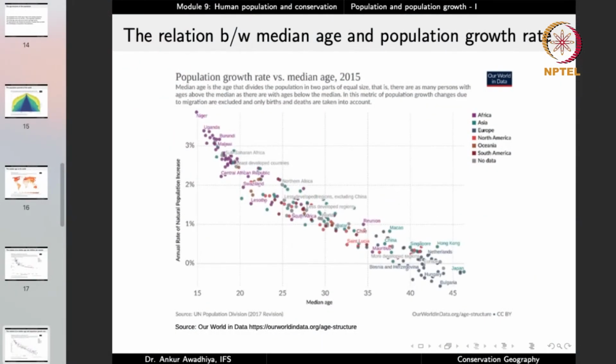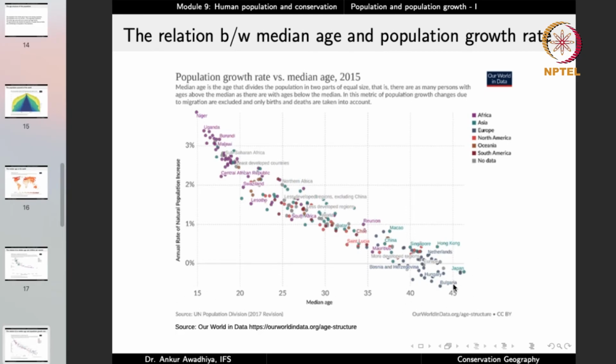And this has also got ramifications about the population growth rate. So if we plot the median age of the population versus the growth rate of population, here again we will find that the annual rate of natural population increase is roughly 4% in Niger. Now the natural population increase shows only births and deaths. So we are not counting immigration and emigration, or in-migration and out-migration. If you only look at the births and deaths, the population growth rate in Niger is very high, because of which a large number of children are being born, because of which the median age is less.